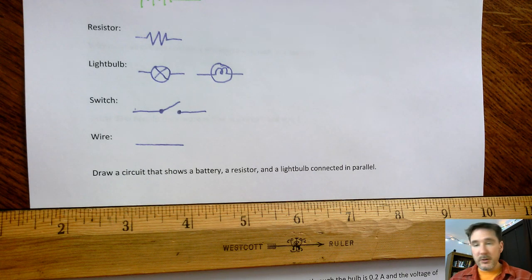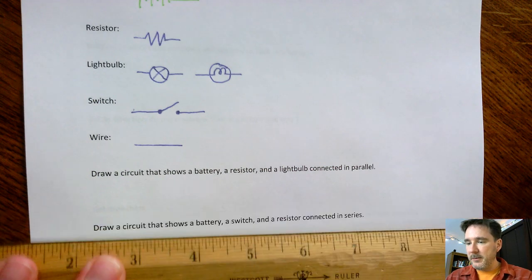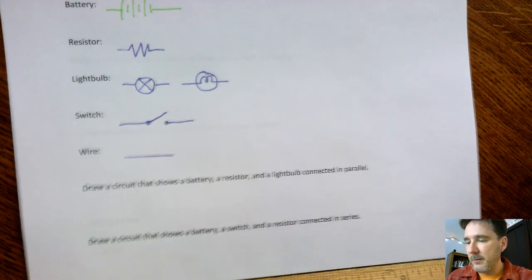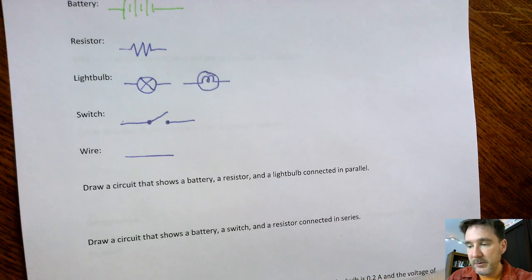So I'm also going to use a pencil for this. It says draw a circuit that shows a battery, resistor, and a light bulb connected in parallel. So parallel means you're going to have different pathways. You're not going to have it all in one thing. So watch what I mean by that. So a battery, a resistor, and a light bulb.